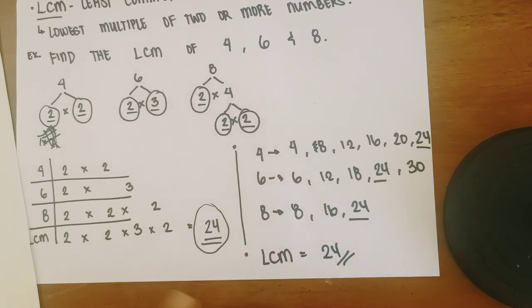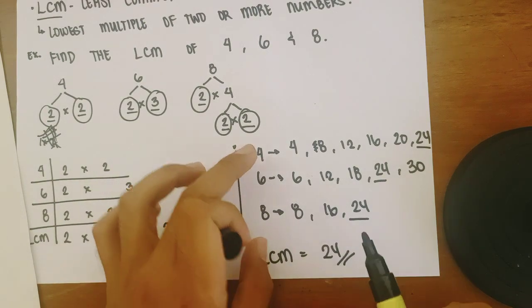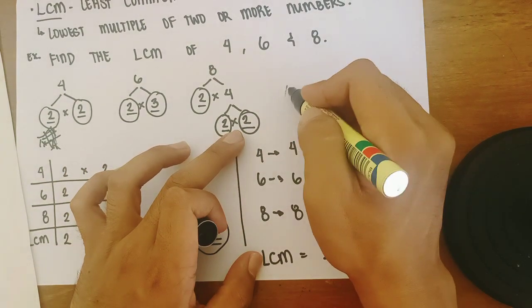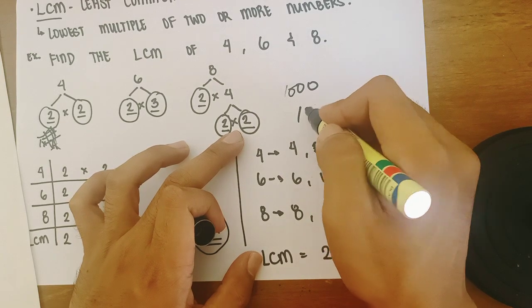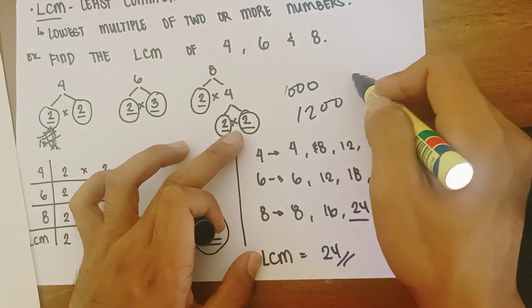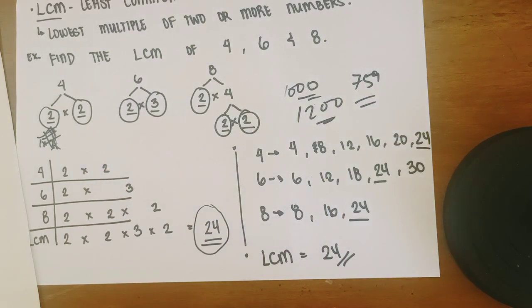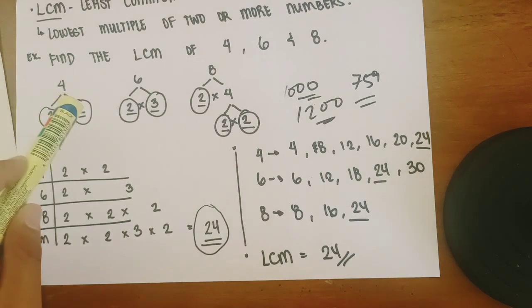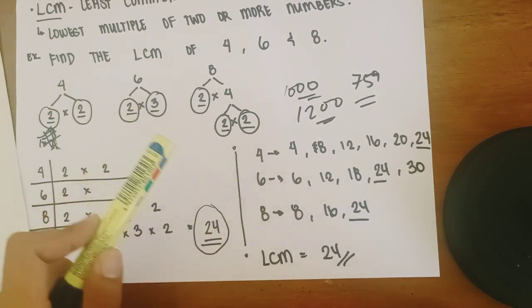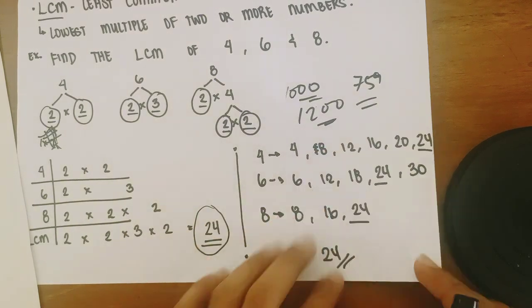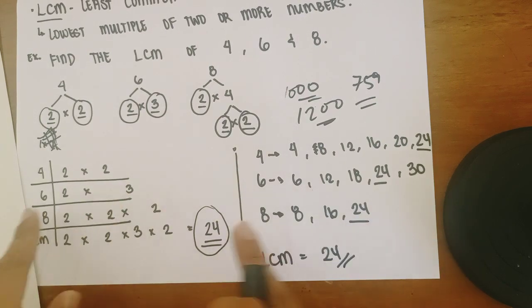Para sa mga small numbers, yung method na to, I do prefer. Pero paano na pag yung mga multiples niya 1,000, 1,200, 759, diba? So, mahirapan na tayo. Kaya, in my opinion, it depends on ano yung question kung saan mo siya i-apply. Sometimes mas mabilis to, sometimes mas efficient to.